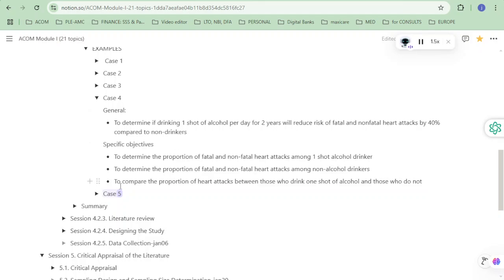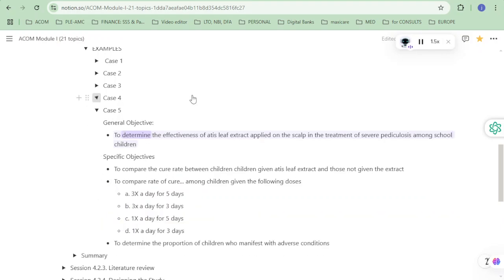Case 5. General objective: to determine the effectiveness of atis leaf extract applied on the scalp in the treatment of severe pediculosis among school children. Specific objectives: to compare the cure rate between children given atis leaf extract and those not given the extract; to compare the rate of cure among children given the following doses: A. 3 times a day for 5 days, B. 3 times a day for 3 days, C. once a day for 5 days, D. once a day for 3 days; and to determine the proportion of children who manifest adverse conditions.